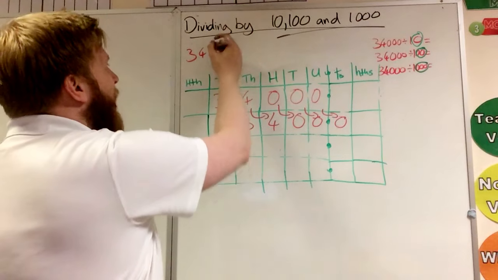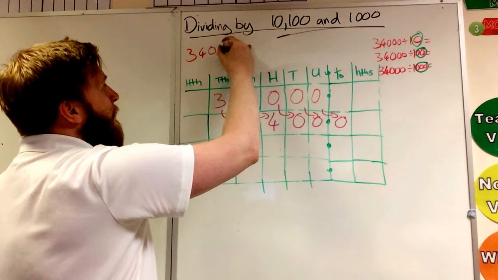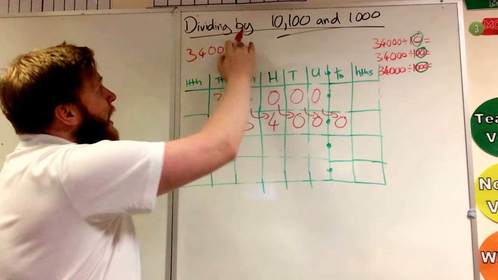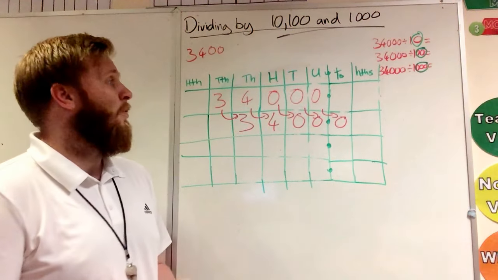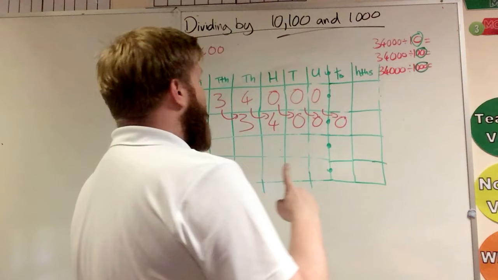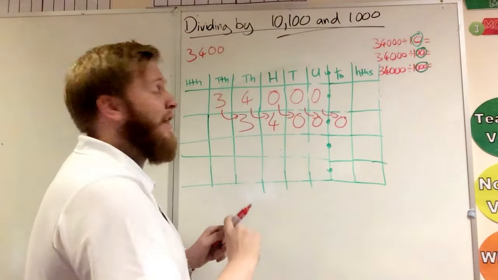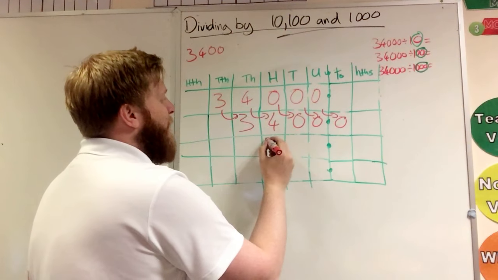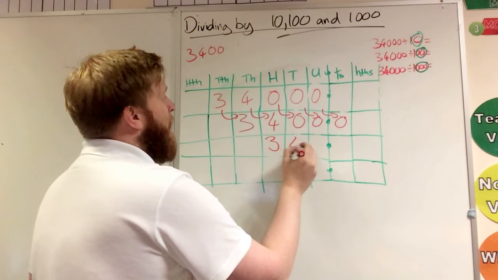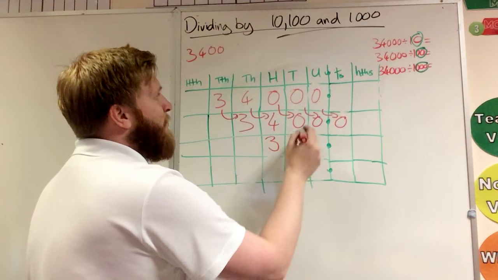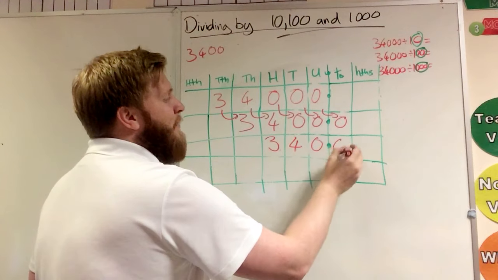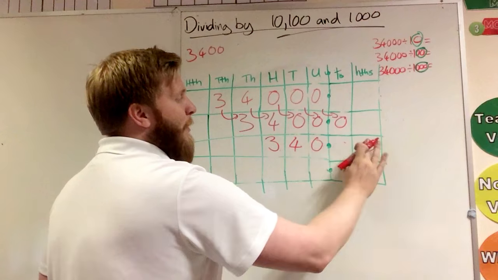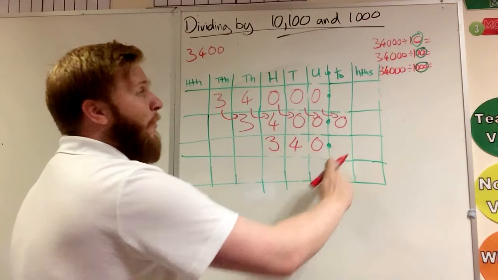Obviously we don't have to write 3,400.0, we don't have to write the .0 after every number. So the answer is 3,400. When we divide by 100, we move everything 2 places to the right because we're making it 100 times smaller. So the 30,000 becomes 300, and 4,000 becomes 40, and our zeros there. Again, we don't need to add these zeros on, so our answer will be 340.